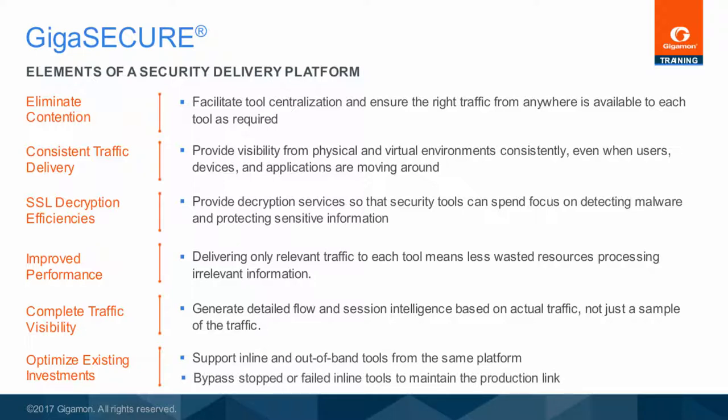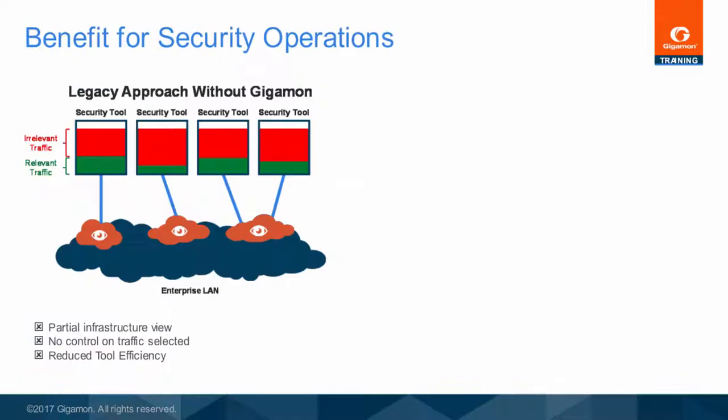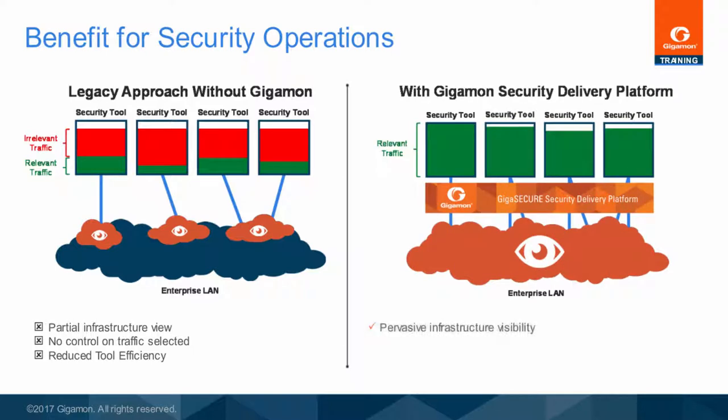Also, provide the ability to bypass inline security appliances in the event of failure so as to keep the production link operational. When security and monitoring tools are used without the benefits of a unified security delivery platform approach, the scope of traffic access tends to be narrow, and the packet stream reaching each tool tends to include low-value or irrelevant traffic. This means that tools spend a lot of time sorting traffic using valuable CPU deep packet inspection resources, wasting a portion of those resources when better traffic steering would permit monitoring more of the network each tool should be protecting. Through a secure delivery platform, the traffic reaching each tool can be drawn from more of the network and can be customized for delivery so that each tool receives only appropriate traffic.